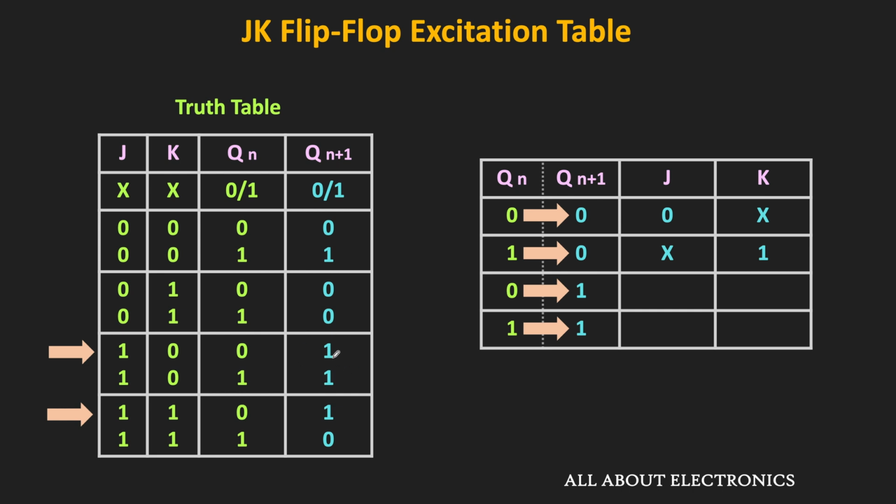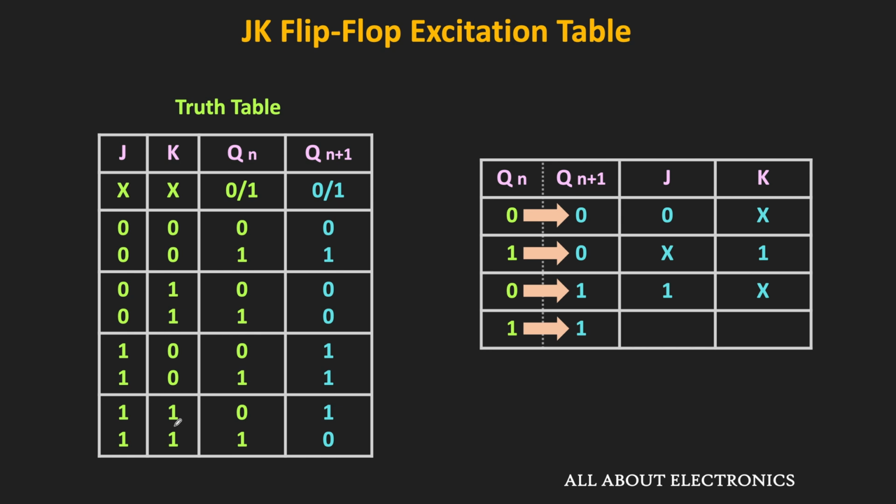Similarly, when both J and K inputs are 1, then the output of the flip-flop will toggle. That means currently, if this Qn is 0, then in the next state, it will become 1. That means for this transition to occur, the value of input J should be equal to 1, while the value of input K can be either 0 or 1. So we can write it as J is equal to 1 and K is equal to X. So that is the required input combination for the given transition.